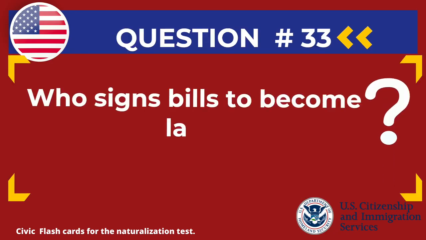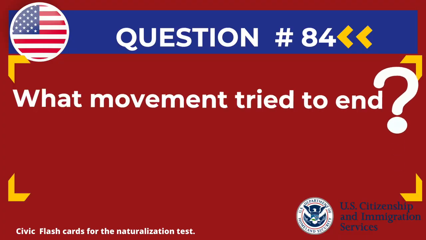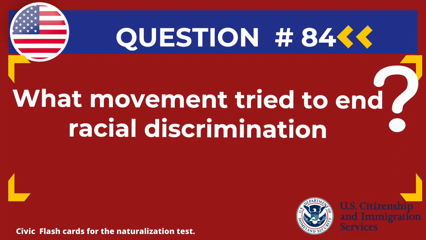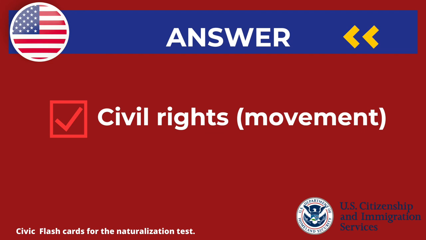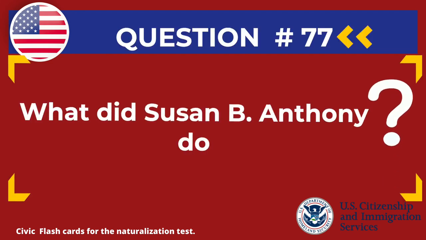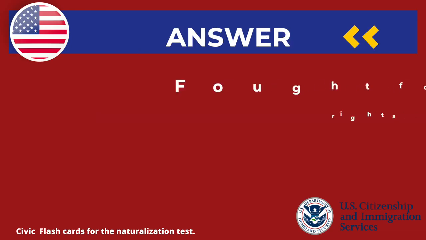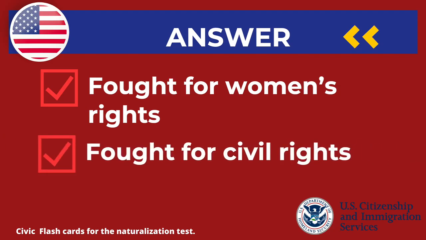Who signs bills to become laws? The President. What movement tried to end racial discrimination? Civil Rights Movement. What did Susan B. Anthony do? Fought for women's rights. Fought for civil rights.